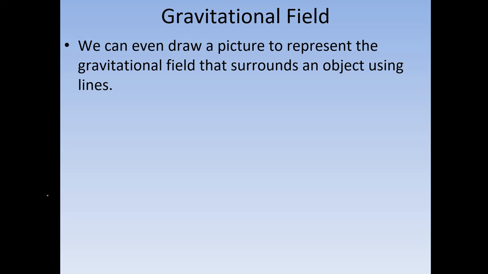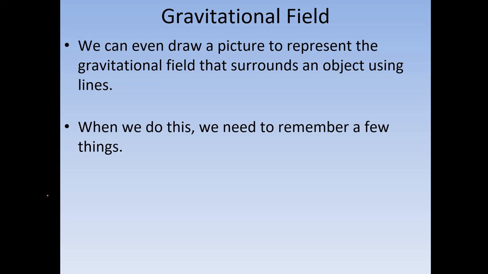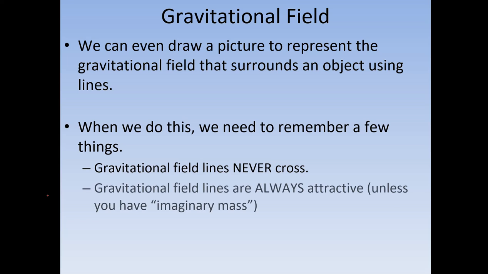The way we actually figure this out is by drawing lines to represent the gravitational field. Now, when we do this, there are a few rules we have to keep in mind. First is that the field lines never cross. All right, so you can never have lines crisscrossing. If you see a multiple choice question where lines are crossing, that's immediately thrown out.